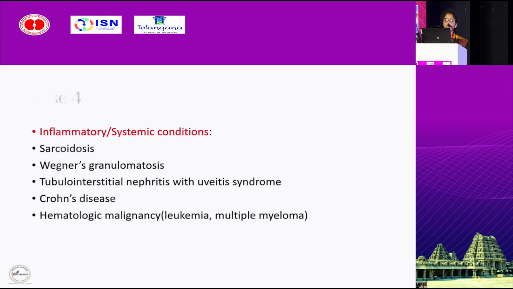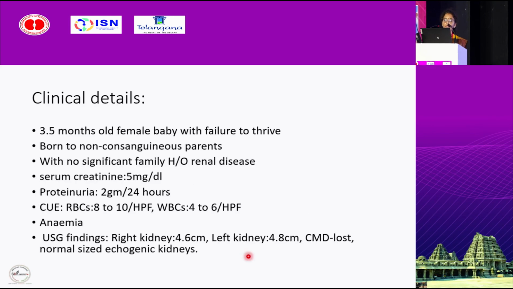Okay. So the next case we received is a 3.5 month old female baby with failure to thrive, born to non-consanguineous parents with no significant family history of renal disease. Serum creatinine was 5 milligrams per deciliter. Proteinuria was subnephrotic; for that age, I think it is nephrotic, 2 grams per 24 hours. On the urine examination, there was active urine sediment, RBCs 8 to 10 per high power field, WBCs 4 to 6 per high power field. Patient was anemic. On USG findings, CMD was lost in both the kidneys.